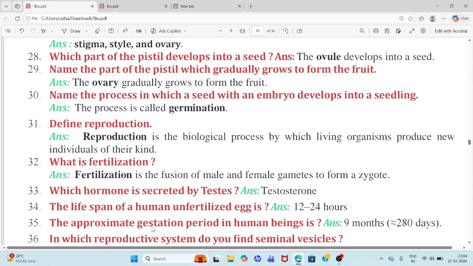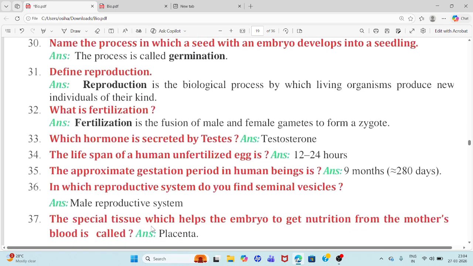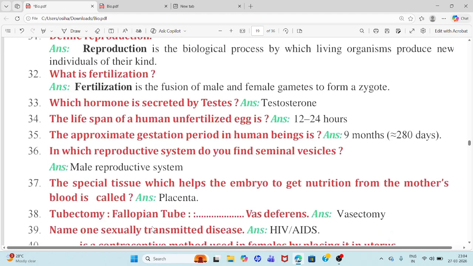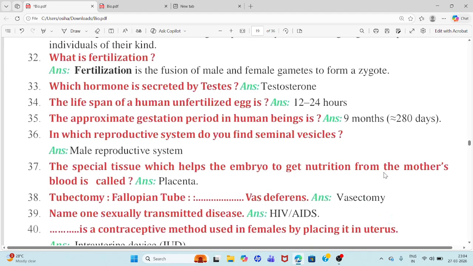The approximate gestation period in human beings is 9 months, which means 280 days. In which reproductive system do you find seminal vesicles? Answer is male reproductive system. The special tissue which helps the embryo get nutrition from the mother's blood is called placenta.